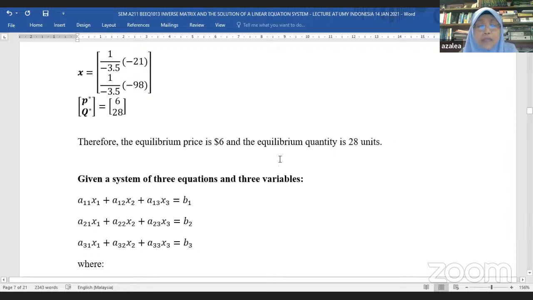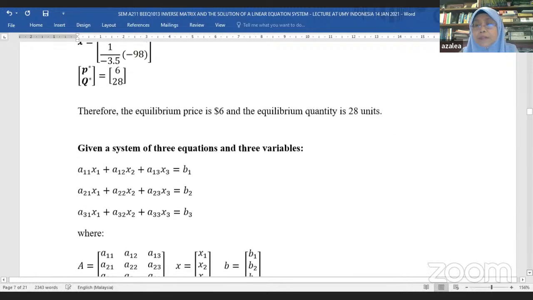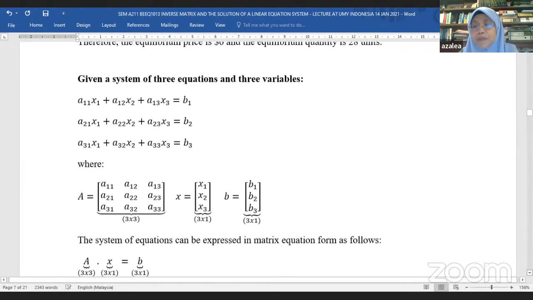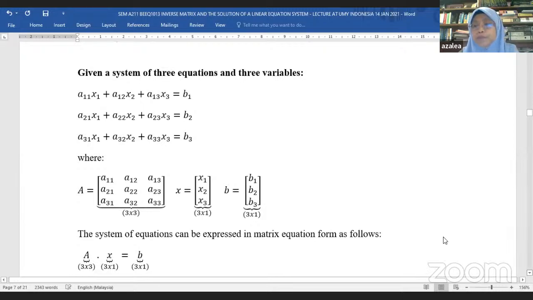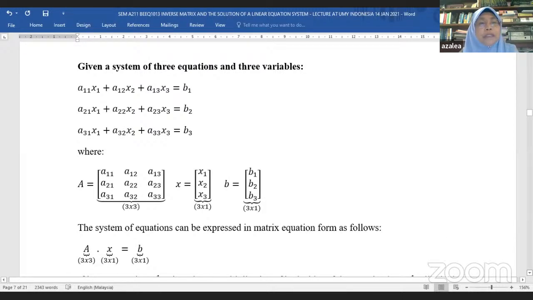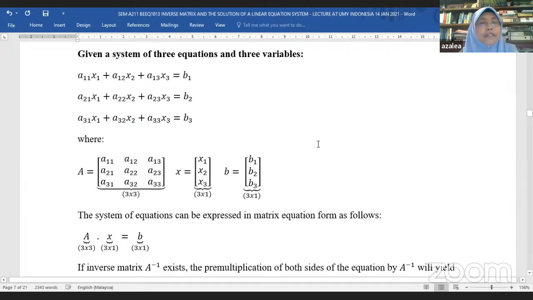As you can see, the matrix algebra method provides us with another way of solving the demand and supply function, that means the equilibrium value of price and quantity in a certain market. Next, I'm going to show you a system of 3 equations and 3 variables. I hope you have also started on this. I will explain from the beginning also.